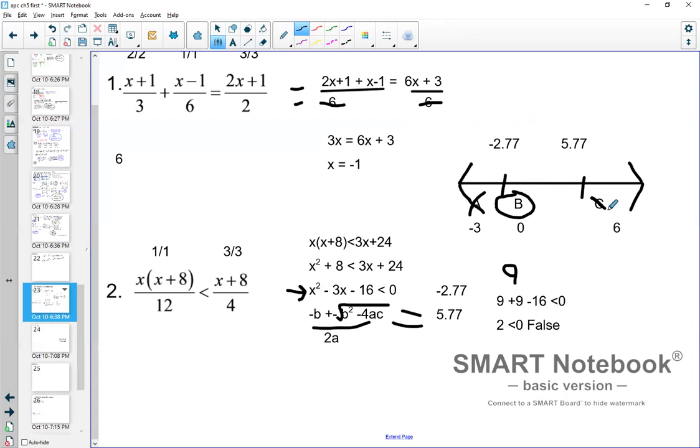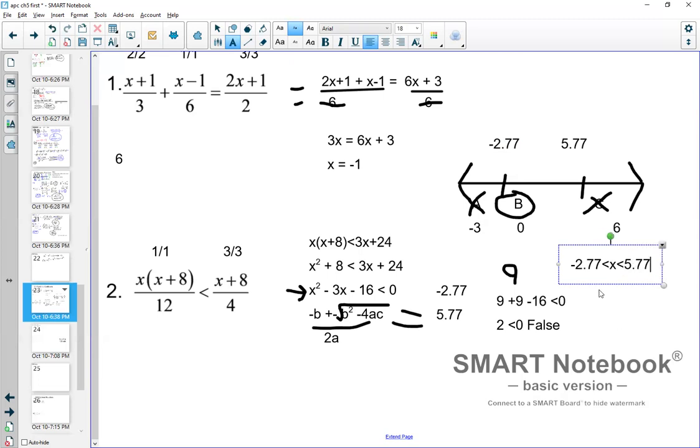It's going to flip again, so it's going to cross out. So that's going to be failed. If not, you can plug it in to check. So your final answer should be in between. Let me type out the final answer. Your final answer is negative 2.77 is less than x, which is less than 5.77. So it's in between this area, and it's less than and not less than or equal to, because the original is less than. So it's only the two areas.